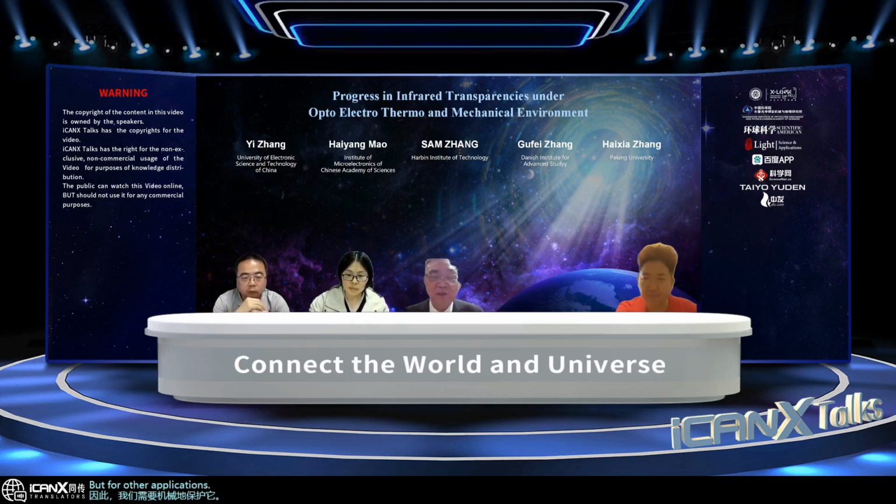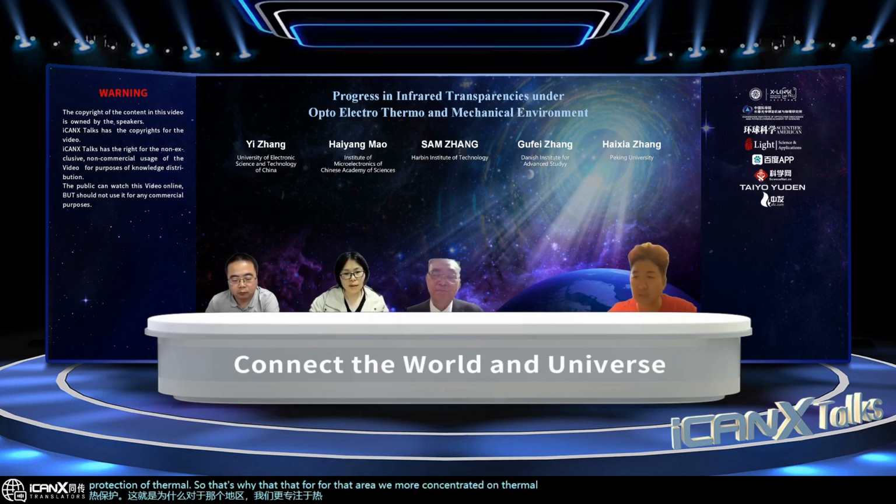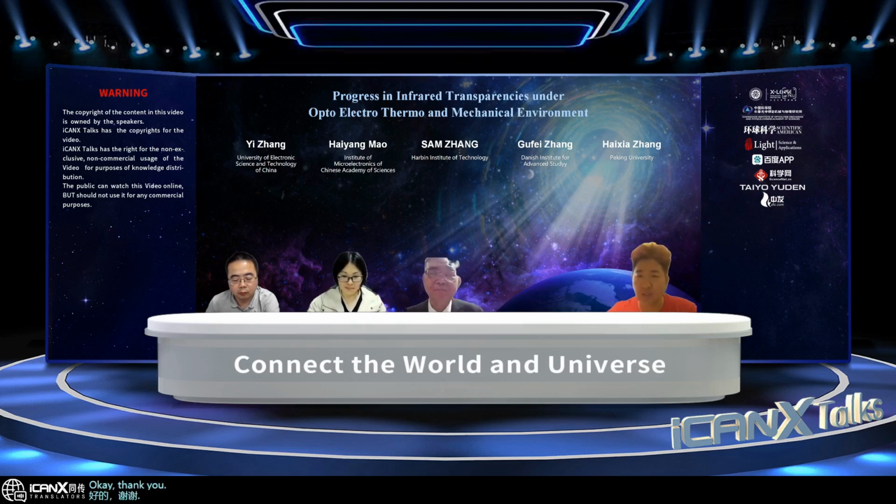But for other applications, like the 3 to 5 micron area, the substrate usually used is aluminum oxide or sapphire. Sapphire's hardness is already very good, so you don't need mechanical protection. However, for that use, you need thermal protection. That's why for that area, we concentrate more on thermal protection. Okay, thank you.